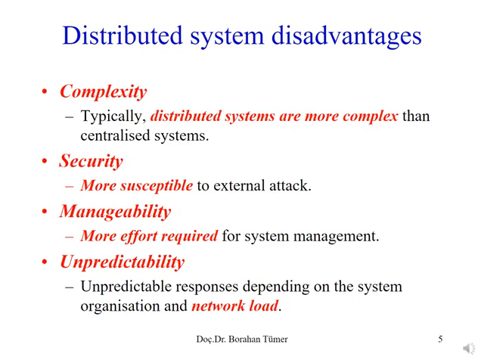The unpredictability of the distributed systems originates from the fact that the network that connects the different components of a distributed system may be unpredictable in its response due to its load. And the network load is totally independent or uncontrollable by the distributed system. So that's why the distributed system is likely to provide unpredictable responses.